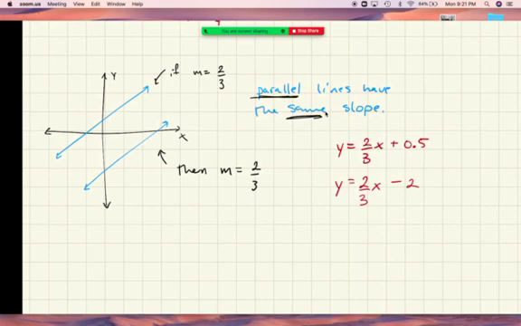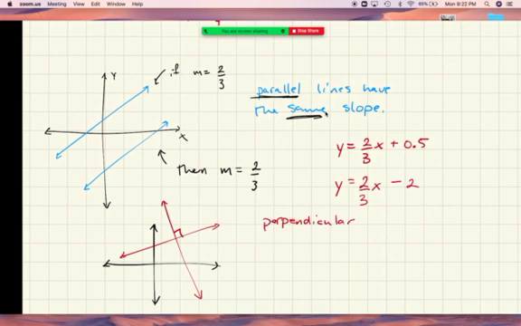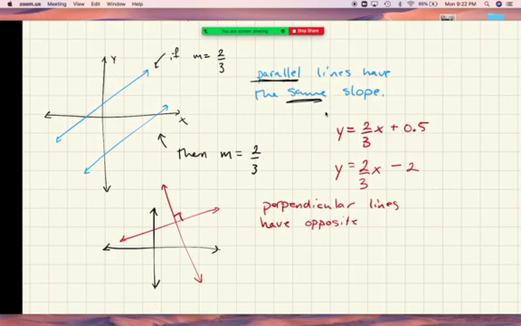Then there are perpendicular lines. So lines that are at a right angle to each other. If I had something like this and something like this, where they're at a right angle, these lines are perpendicular. Perpendicular lines have opposite reciprocal slopes.